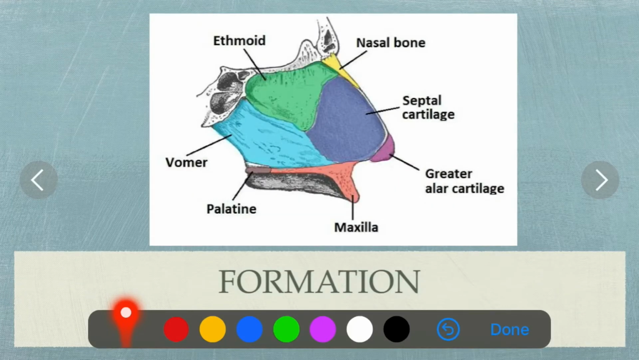The nasal septum is formed by two parts. The perpendicular plate of ethmoid and vomer are the principal bones in the formation of the nasal septum. Nasal bone, hard palate and maxilla are the accessory bones. Septal cartilage also helps in its formation.